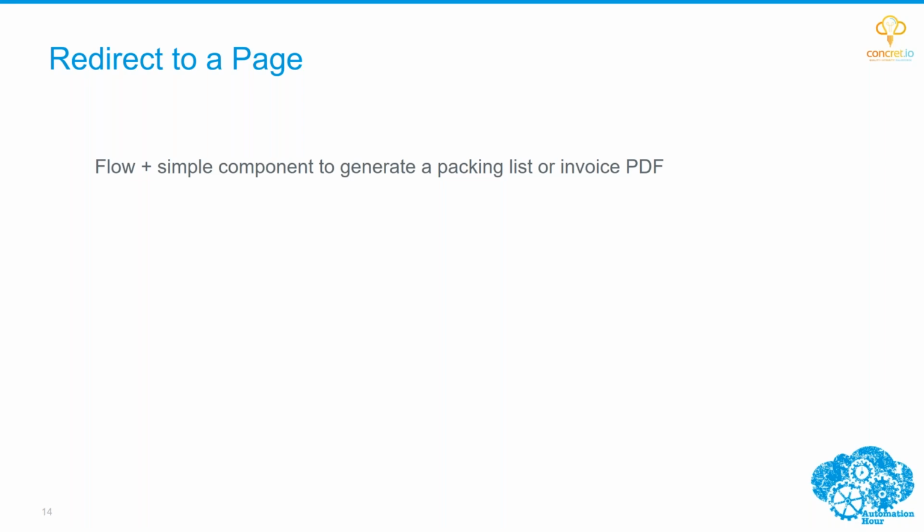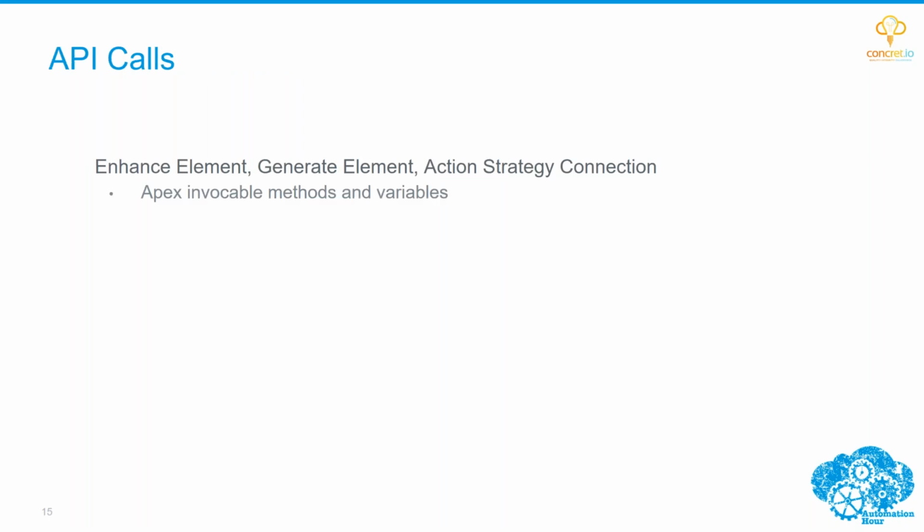And we could do that to navigate, for example, to a Visualforce page to give you something like a packing list or an invoice PDF. In this case, I use that redirect to navigate to the contact record once we had moved to the qualified opportunity. And I also use that to navigate to the bear warning application. And of course, you saw that it's awesome for making those API calls.